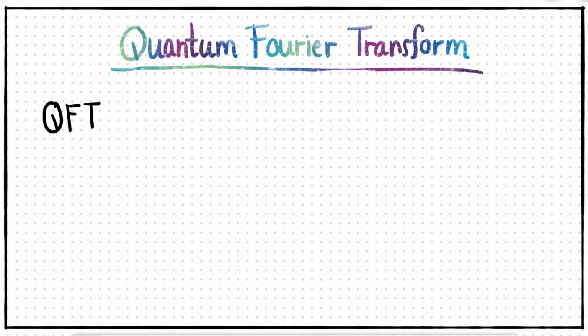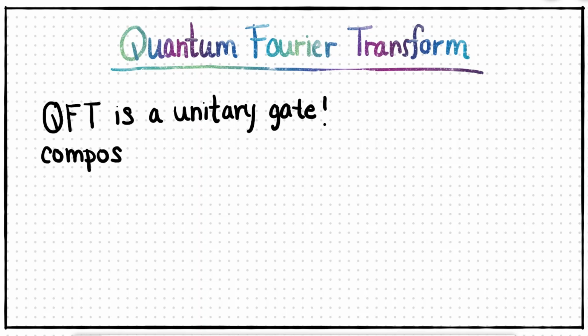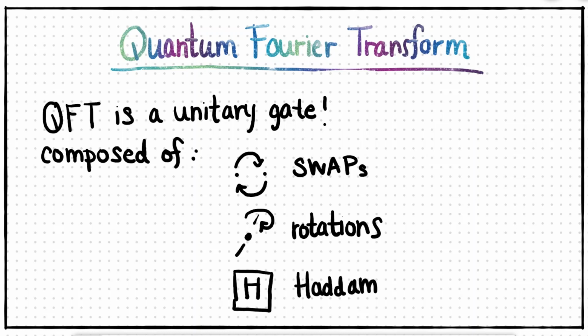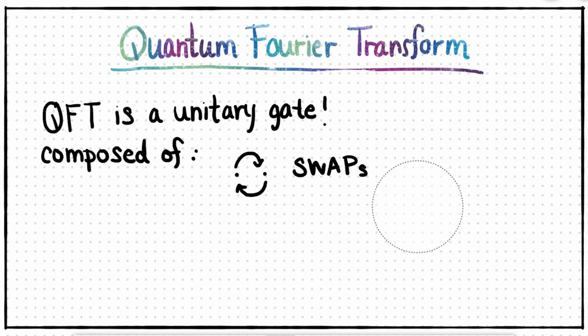Earlier, we said that the quantum Fourier transform can be seen as a unitary gate. This is done by showing that the QFT can be decomposed as a product of unitary gates, which consist of Hadamard gates, rotations of different angles, and swap gates. Importantly, a product of unitary gates is a unitary gate.